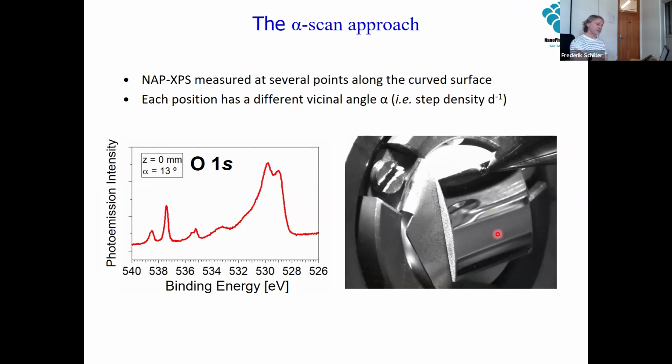So we have our sample, this curved sample that we have seen before. Here we have some steps, here it's flat, here we have some steps again, and we have this cone looking to this part of the sample. We illuminate from the side, so from here, and let's say this is again a video that will not work.